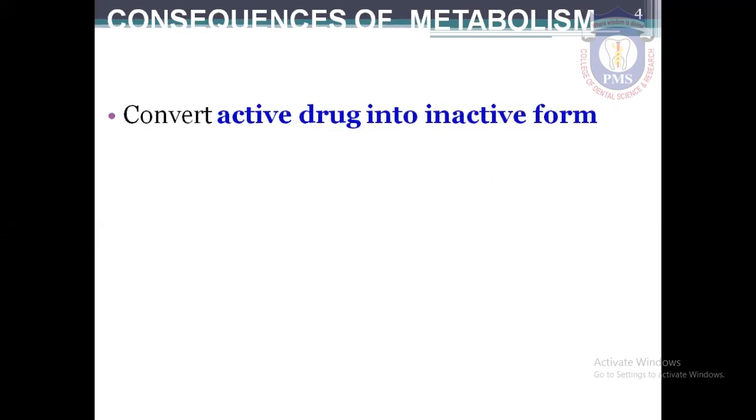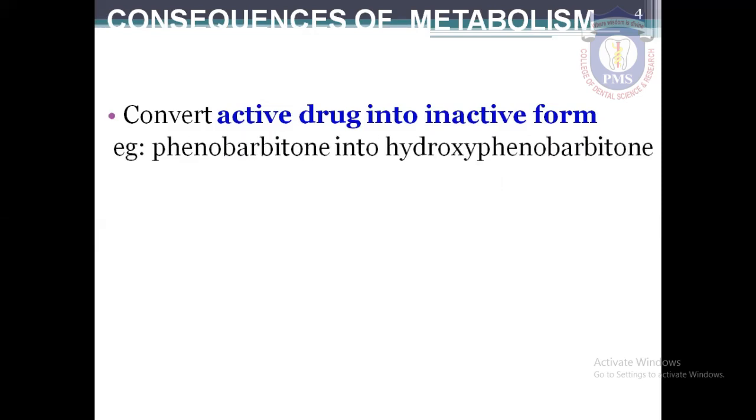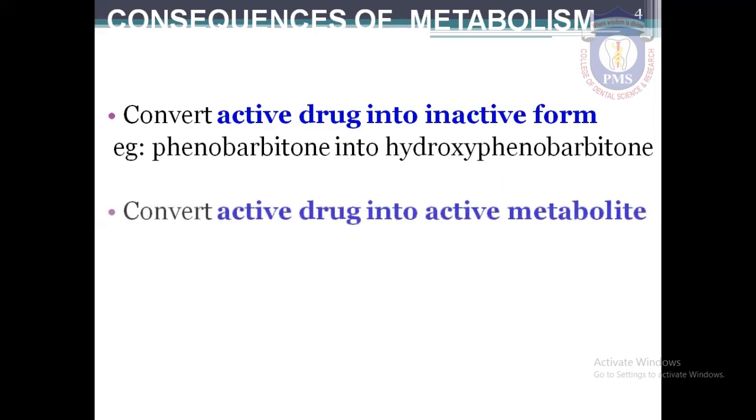Consequences of metabolism. The result of detoxification can be to convert an active drug into an inactive form. An example is phenobarbital, which is converted to hydroxyphenobarbital, an inactive form. Sometimes, as a result of biotransformation, there is a conversion of an active drug into an active metabolite. An example is codeine being converted to morphine.